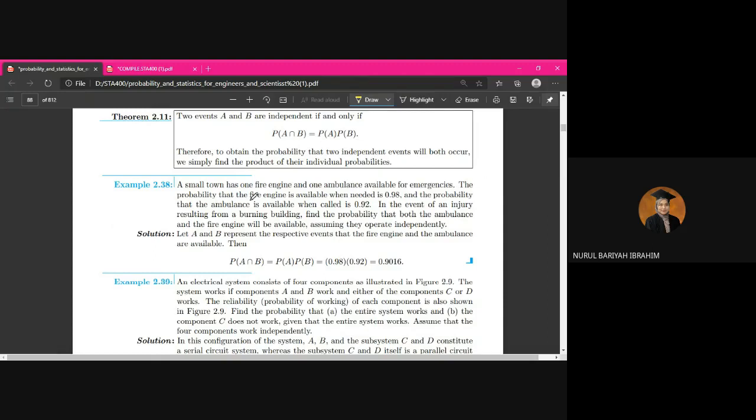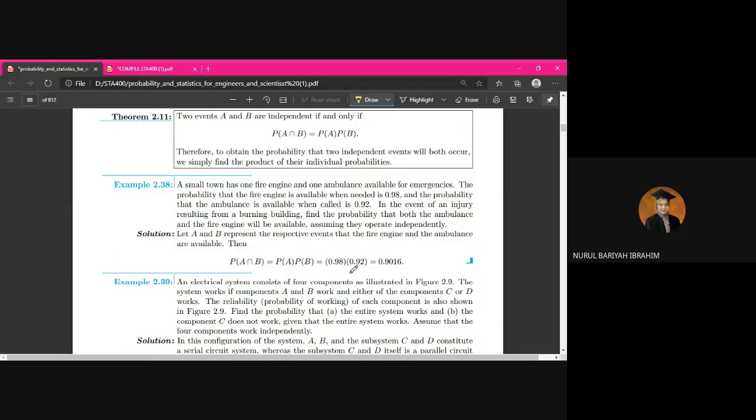A small town has one fire engine and one ambulance available for the emergency. The probability that the fire engine is available when needed is 0.98. And the probability that the ambulance is available when called is 0.92. Okay, in the event of injury resulting from a burning building, find the probability that the ambulance and the fire engine will be available, assuming they operate independently. So, maksudnya kat sini, ambulance dengan fire engine, dia independent lah, tak ada kaitan di antara fire engine dan ambulance.